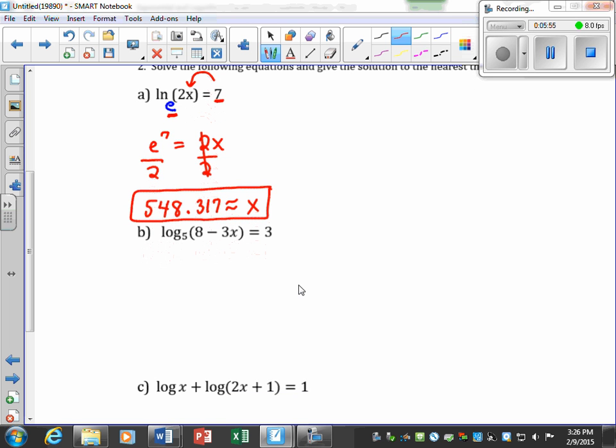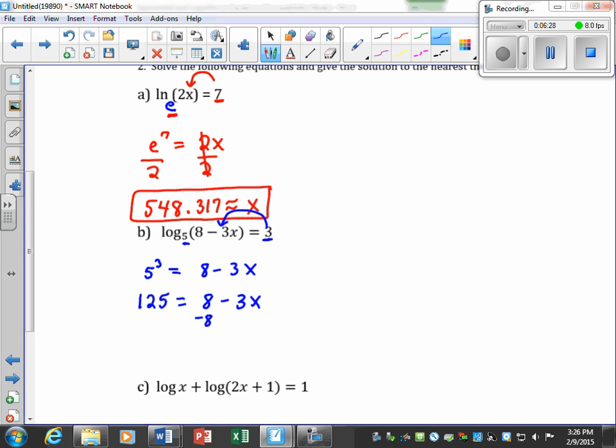Okay, the next one, we're going to change this from logarithmic to exponential form, so it's going to be this raised to this equals this. So it's going to be 5 to the 3rd is equal to 8 minus 3x. 5 raised to this power equals this argument. So 5 cubed is 125, which is equal to 8 minus 3x, and our goal is to isolate the variable.